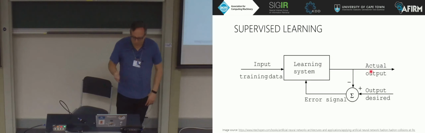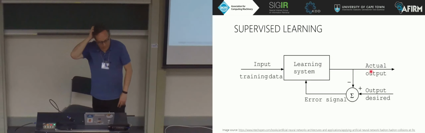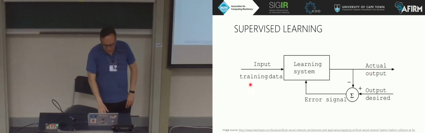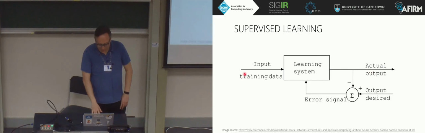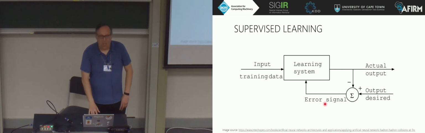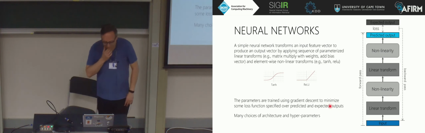And we're going to be talking about supervised machine learning, where basically you put some input, you're trying to produce some output, and you're trained according to some loss. This error signal we're going to call the loss is the training procedure.